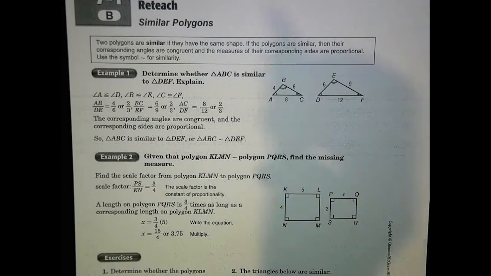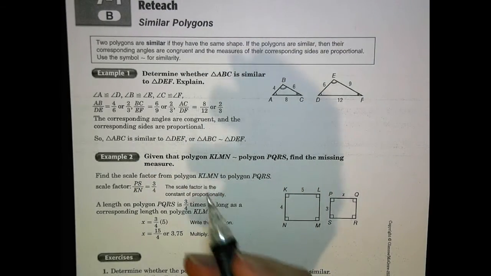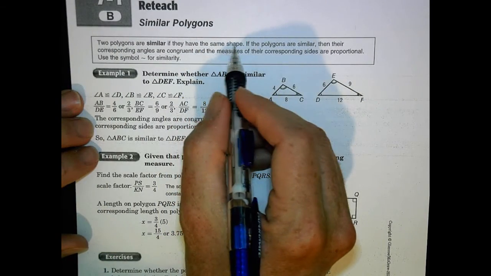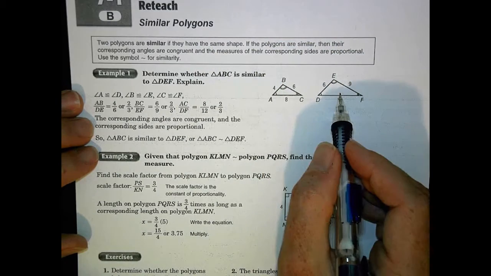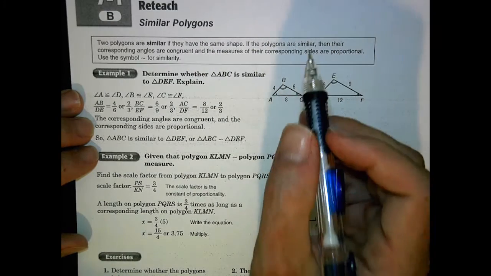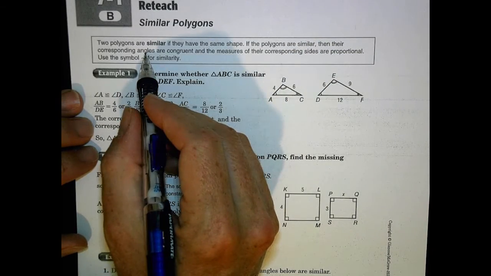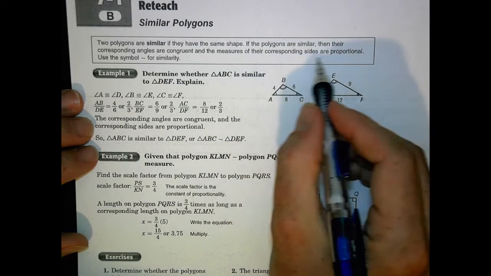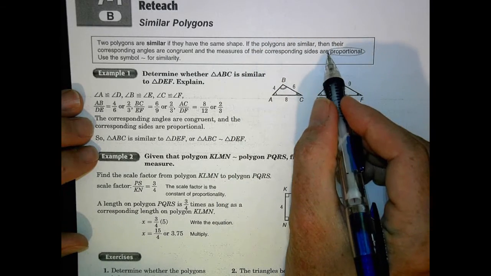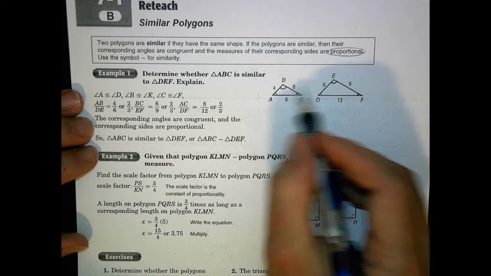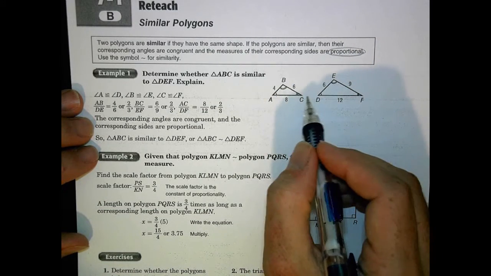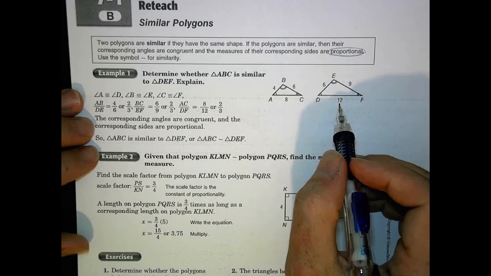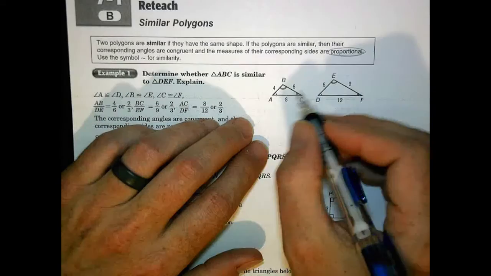Alright, today's lesson is on determining if polygons are similar. The way we're going to do this is we say two polygons are similar if they have the same shape. If they're similar, then their corresponding angles are congruent, meaning the angles are actually equal to one another, and the measures of their sides are proportional. Meaning that if they have the same shape, then our angle measurements are all going to be equal on the inside, but we're going to see some proportionality between the side lengths from one to the other.